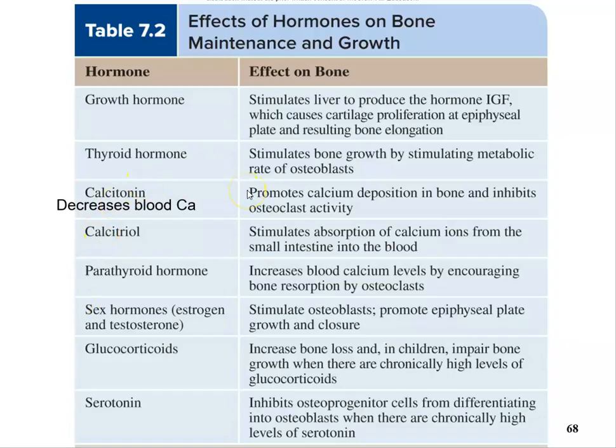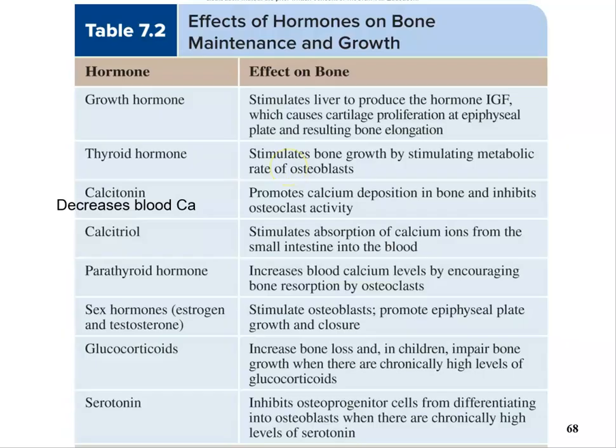All right, so let's look at some of the effects of hormones on bone maintenance and growth. First, you have growth hormone, which, as the name suggests, will cause the cartilage to proliferate at the epiphyseal plate and result in bone growth. Thyroid hormone, this is what's in charge of your resting metabolic rate, so how fast your metabolic reactions are occurring. And it's going to stimulate bone growth by increasing the metabolic rate of osteoblasts.